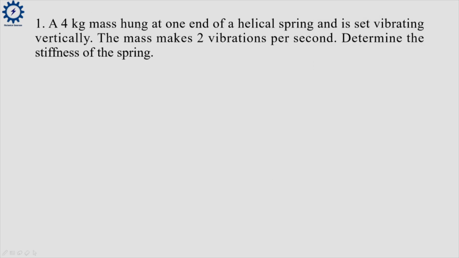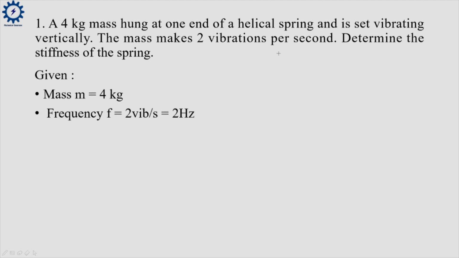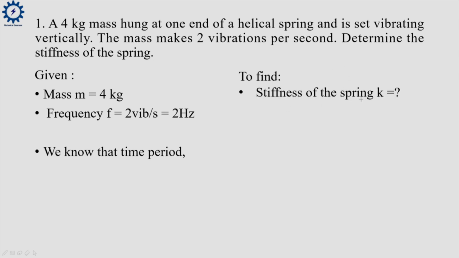A 4 kg mass hung at one end of helical spring and is set vibrating vertically. The mass makes 2 vibrations per second. Determine the stiffness of the spring. First we can write the given data. M equal to 4 kg, F equal to 2 vibrations per second. This hertz is nothing but vibration per second. Okay, so 2 vibrations per second equal to 2 hertz. We have to determine stiffness of the spring K.